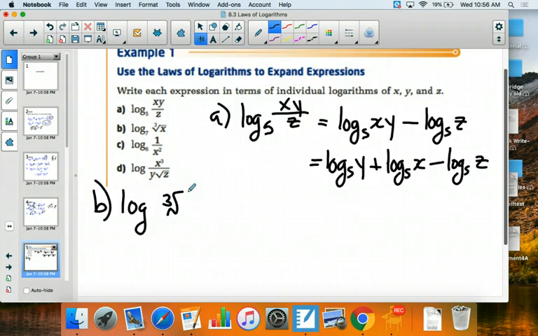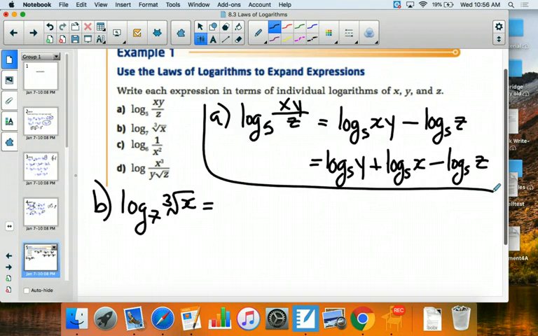Log the cubed root of x base 7. So it might be helpful in this situation to rewrite this argument. What is another way of writing the cube root of x? X to the power of 1/3. So this is really log base 7 x to the power of 1/3.